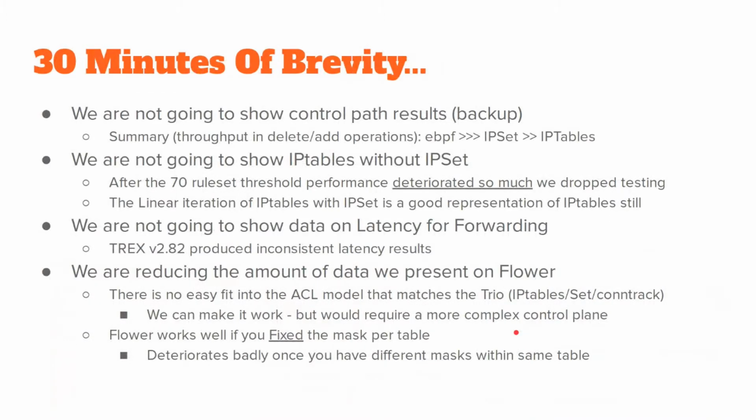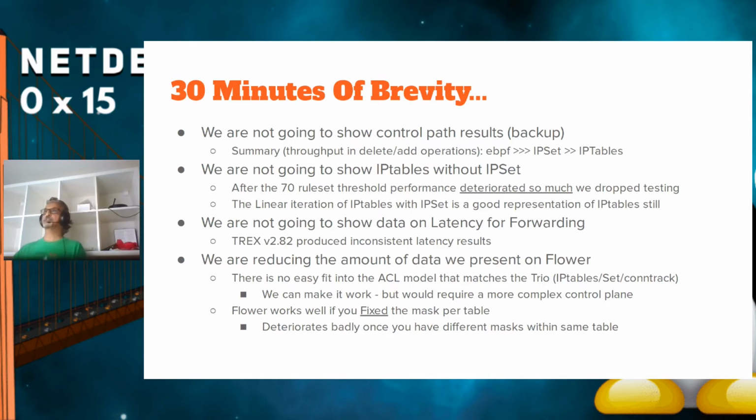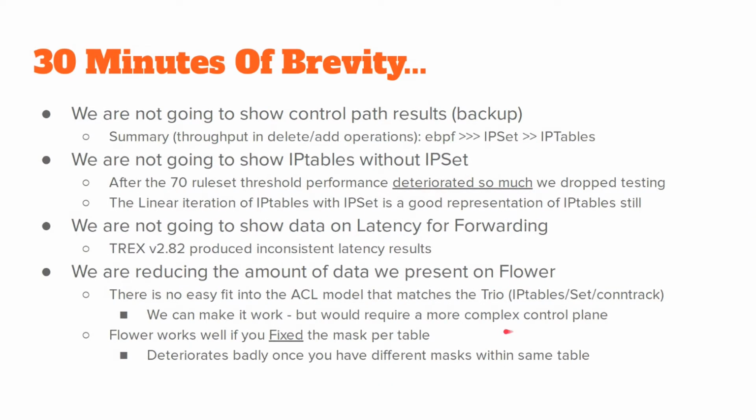So I have 30 minutes for this presentation. I already chewed a few minutes, so I'm not going to go into a lot of the details. We did a lot of testing on the control plane as well, like how fast can you add rules and how fast can you delete them and under different constraints. I'm going to summarize to say that eBPF did very well compared to ipset, which did very well compared to iptables. Your mileage may vary. Sometimes the CPU consumption of eBPF, because it's synchronous, was slightly higher than ipset, which is asynchronous and uses Netlink.